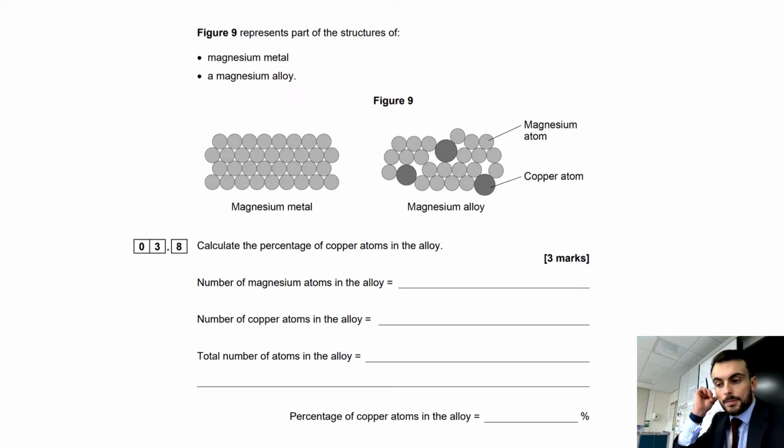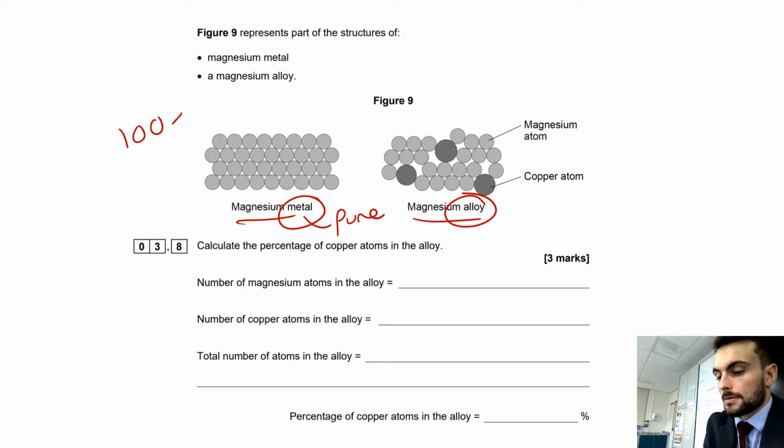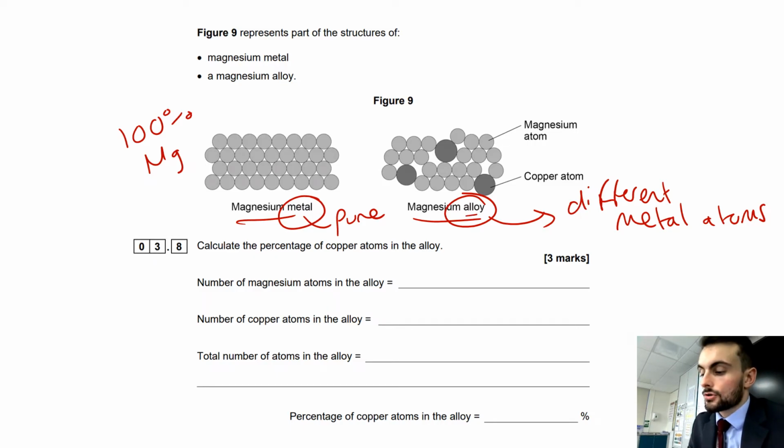Next one, figure 9 represents part of the structures of a magnesium metal and then a magnesium alloy. As soon as it says those words, we're talking about pure magnesium, so that just means 100% magnesium, nothing else. And then an alloy is when we've got some different metals, different metal atoms. So that's a mixture of different metals to give us more suitable properties for whatever we're trying to do. We've got to calculate the percentage of copper atoms in the alloy.